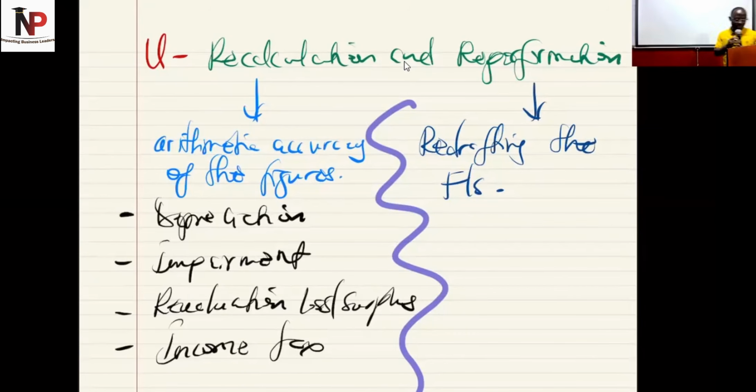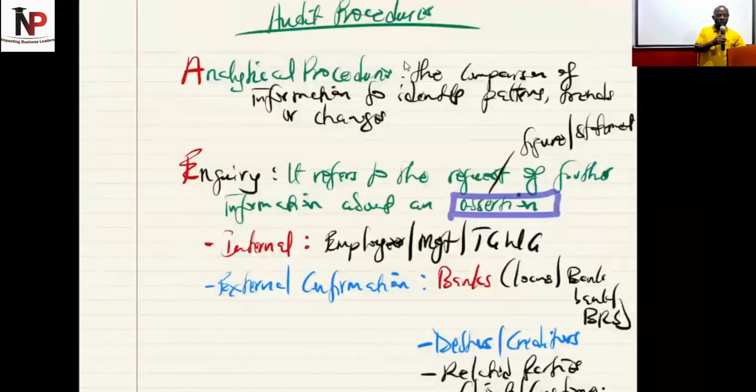Okay. Thank you. Now, that does not mean that when the examiner asks you about audit procedure, you write 3 points or 4 points and you go away. Because you see, we can make inquiry from various people about a certain item we are auditing.